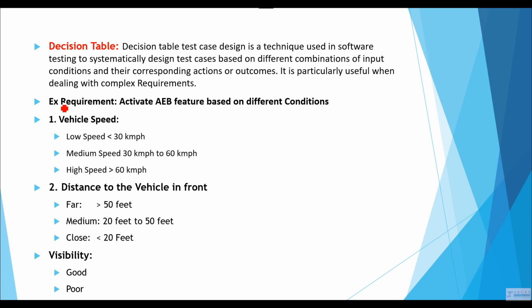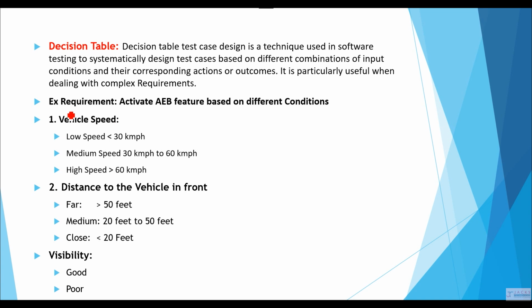Right. Now, guys, the requirement is to activate the AEB feature based on different conditions. So we have to activate the automatic emergency braking feature based on different conditions. Now, the first input is vehicle speed. The second input is distance to the vehicle in front. The third input is visibility. These three inputs we need to consider to activate the AEB.